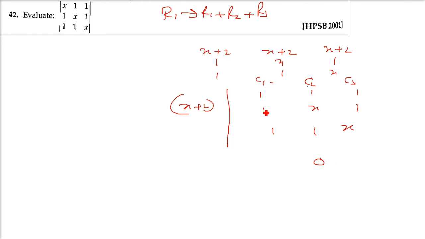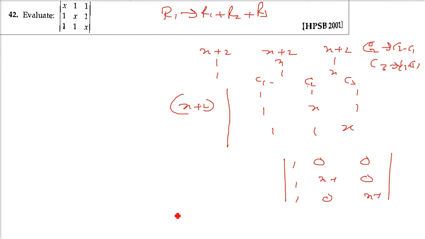So we are doing column 2 to column 2 minus column 1: 1 minus 1, 0, x minus 1, 0. Column 3 we are changing to column 3 minus column 1. Column 2 was column 2 minus column 1, so 1 minus 1 is 0, and 1 minus 0, x minus 1. So 1, 1, 1.